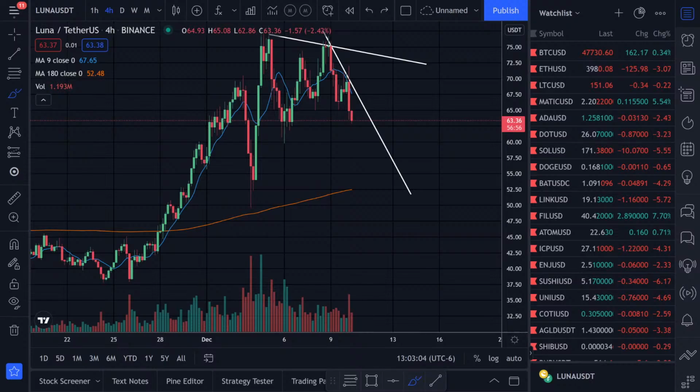Okay, let's... Oh, Ethereum 2.0 is getting delayed.